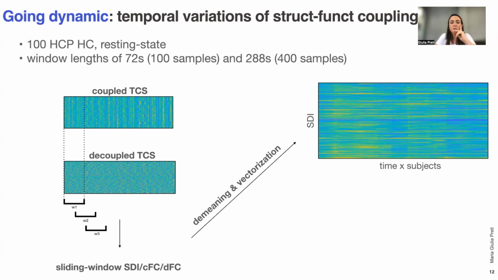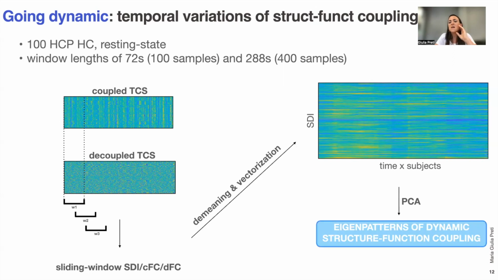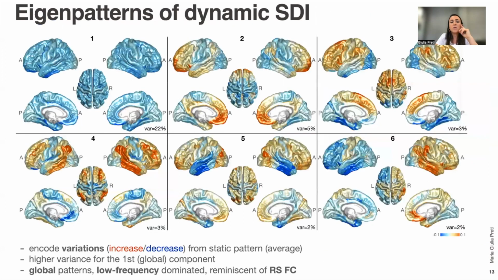We also perform the important operation of temporal demeaning, which allows us to look at variations from the mean pattern of this matrix. Then principal component analysis allows us to obtain what we call eigenpatterns of dynamic structure-function coupling, which encode the variations from the mean, from the static pattern. You can see these variations here encoded with red and blue colors, so increases or decreases from the static pattern. These are the first 6 components of the SDI decomposition, and we can notice that the first global component has the largest variance, meaning that for a considerable amount of time, the average, what we call the static pattern of SDI, is dominating.